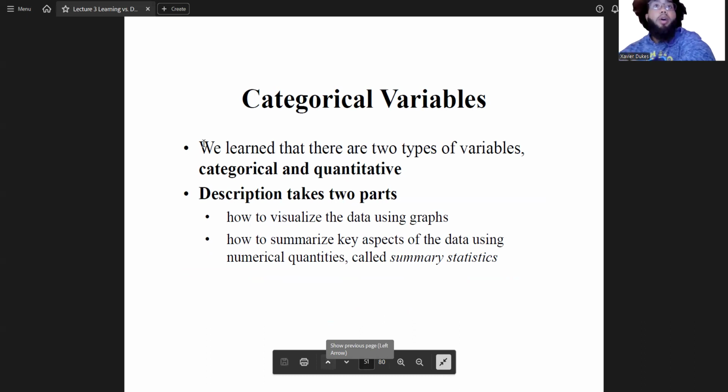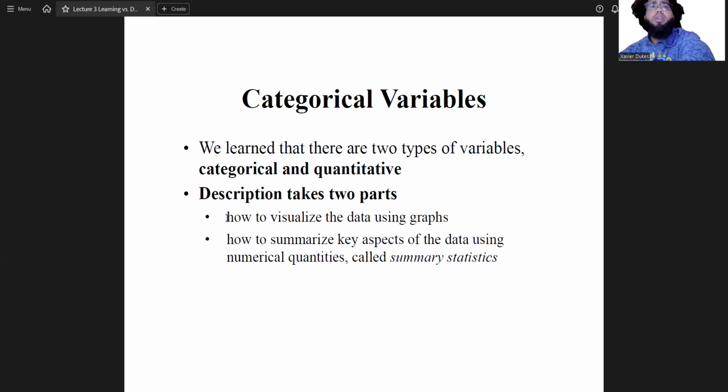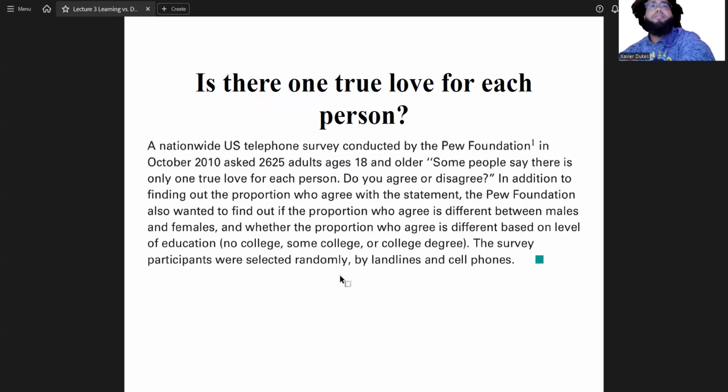We learned that there are two types of variables, categorical and quantitative. This description takes two parts: how to visualize data using graphs and how to summarize key aspects of the data using numerical quantities called summary statistics.